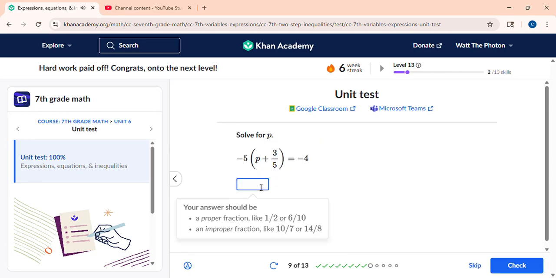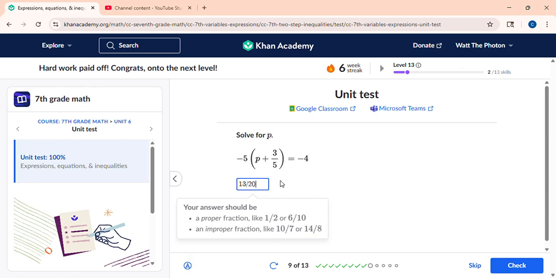Solve for P. You have negative 5 over negative 4, so that's 5 over 4 is equal to P plus 3 over 5. Subtract, so 5 over 4 minus 3 over 5 is equal to P. 25 minus 12 over 20, so we get 13 over 20 is equal to P. 13 over 20.